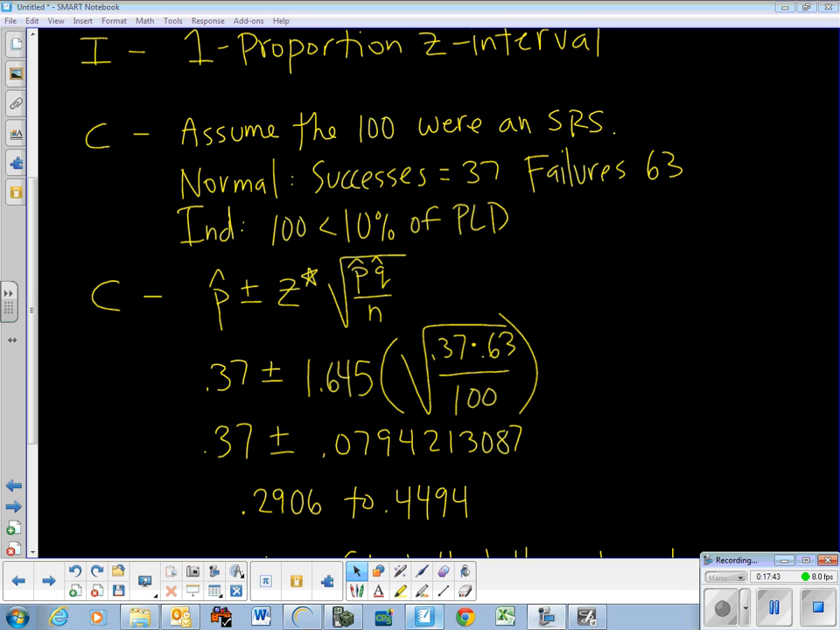I got about 29% to about 45%. Kind of a big range, you know. Remember what that means. That means I am 90% sure that the true number is somewhere in between 29 and 45%. All right, right in the middle of that, by the way, is 37%, my estimate. If 100 of us did this, 10 of us would be wrong, 90 of us would be right. Okay, that's just the chance you take with a confidence interval. Sometimes it's right, sometimes it's wrong. How often is it right? In this case, 90% of the time.